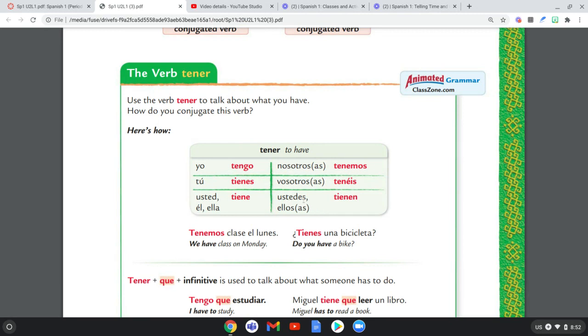So it could be ustedes, it could be a bunch of adults I'm talking about, it could be ellos, it could be ellas, doesn't matter. Either way, I would say tienen. That would be the new spelling. So depending as to who you talk about, you got to choose the right spelling from this box.